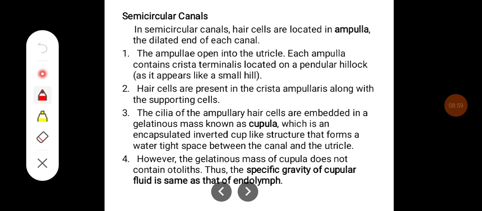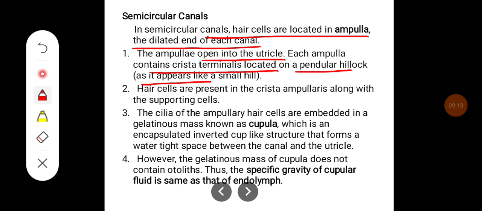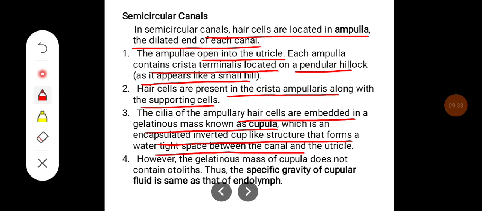Semicircular canals. In semicircular canals, hair cells are located in the ampulla, the dilated end of each canal. The ampullae open into the utricle. Each ampulla contains the crista ampullaris located on the ampullary hillock, as it appears like a small hill. Hair cells are present in the crista ampullaris along with supporting cells. The cilia of the ampullary hair cells are embedded in a gelatinous mass known as cupula, which is an encapsulated inverted cup-like structure that forms a watertight space between the canal and the utricle.